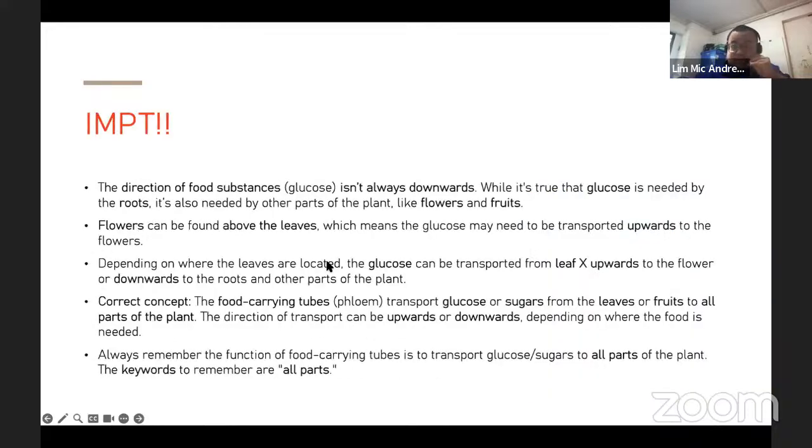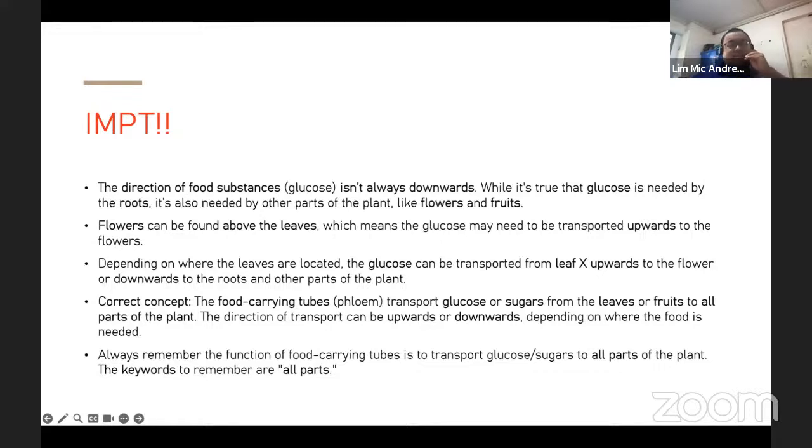an important thing to note in the chapter summary is that the direction of the food substance isn't always going downwards. As mentioned earlier, the phloem, the food carrying tube of the plant, can go two-way traffic, up or down. While we know that this food is needed by the plants for the roots to perform their daily function of absorbing water, flowers and fruits also need food to function. Flowers can be found above the leaves, which means the food has to be transported upwards. That's why I said earlier, the food carrying tube can go up or down.